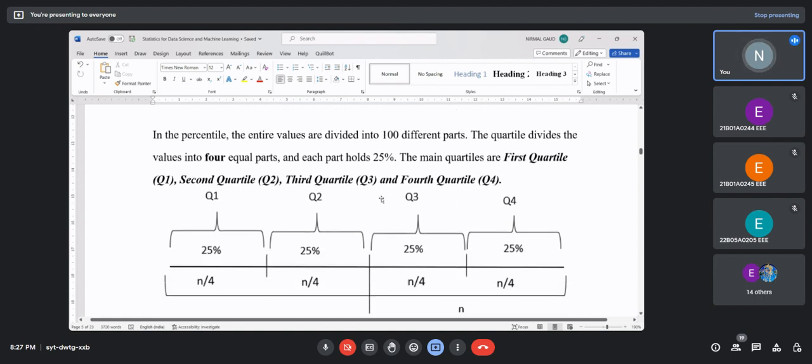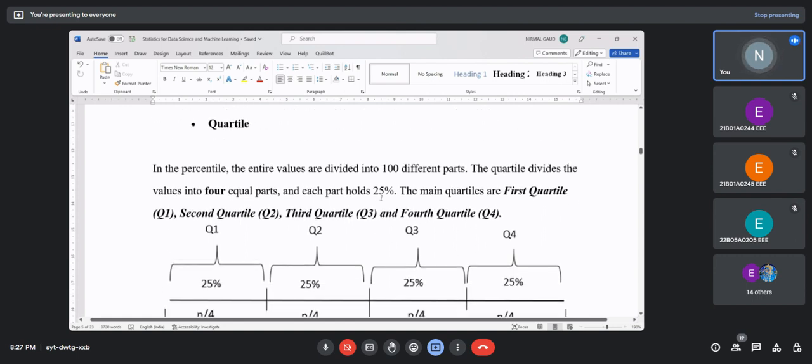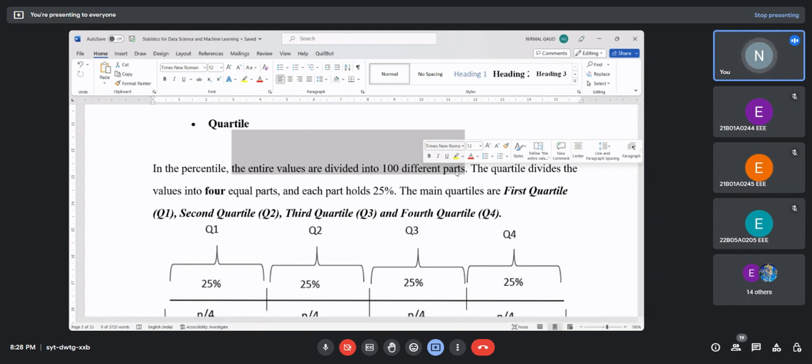Now, very much again, these concepts. Quartile. Okay. In percentile, the entire values are divided into 100 parts. Remember, in percentile the entire value is divided into 100 parts: 1%, 2%, 3%, 4%, all are divided.